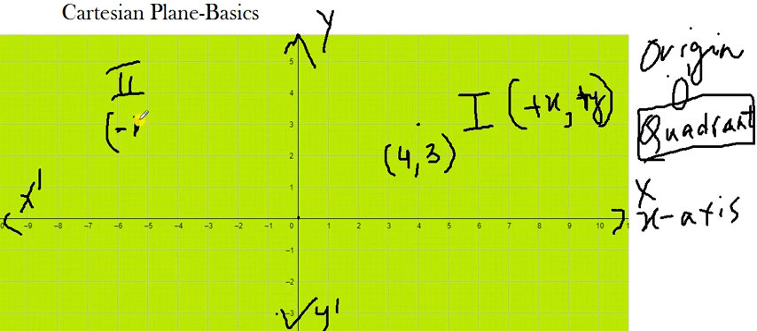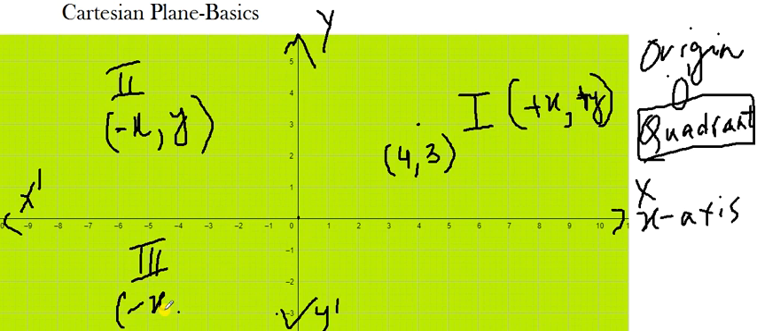So x is negative and the y coordinate is positive. So every point that lies in this quadrant will always have an address of this form. Coming down, this is my third quadrant, where you have x also negative and y also negative. And finally we reach the fourth quadrant.